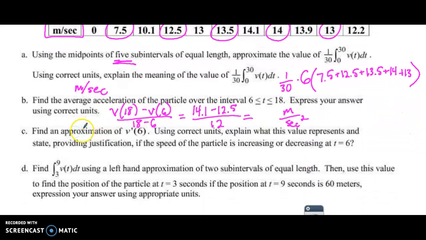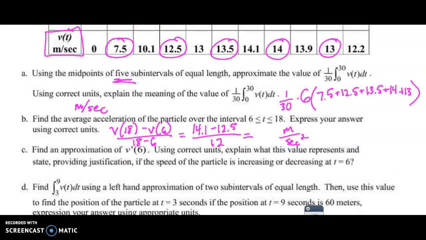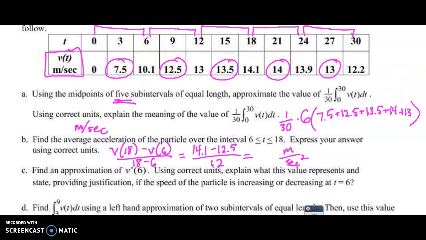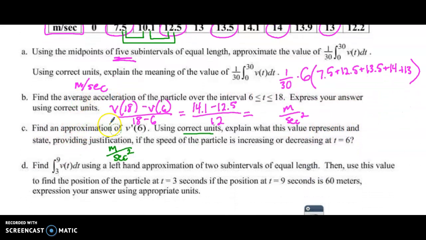So as we look at the next one, find an approximation for v prime of 6. All right, well, it's up to you if you did this. You can either do the average value between these two, or these two. And because it's the approximation of v prime of 6, we are still in meters per second squared. So what does this value represent? It's the approximation for the acceleration of the particle, or whatever the object is, at that moment.